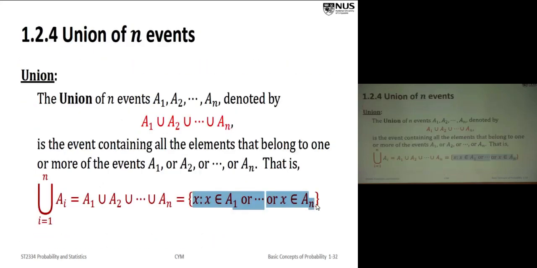So basically what you're doing is putting together all the elements of A1 and A2 and A3 up to AN, again without repeating things. It's just the notion of going from 2 to n, where n is at least 3, 4, 5, whatever you like.